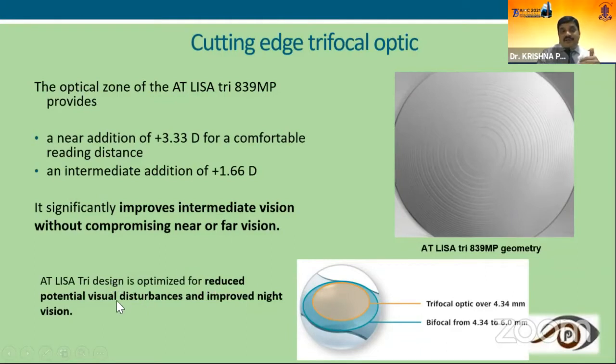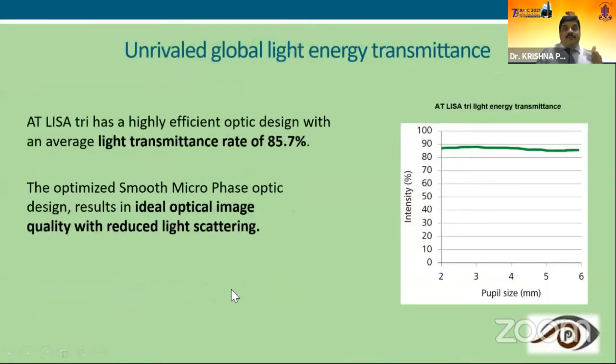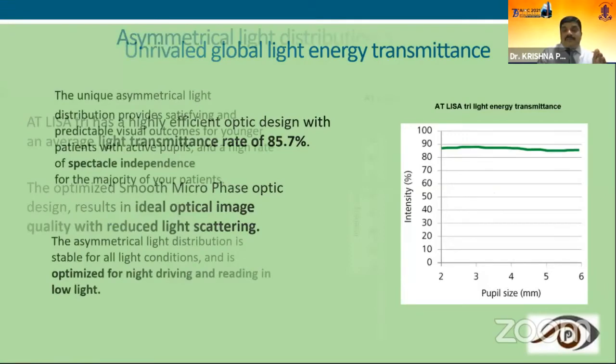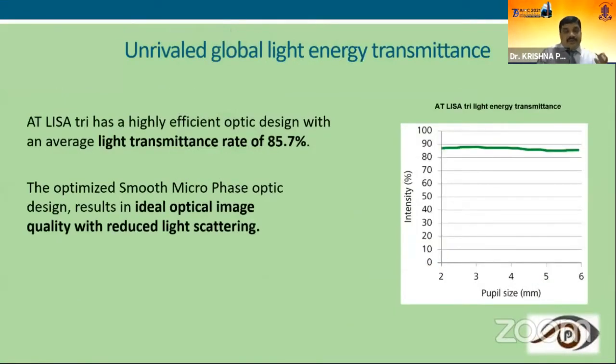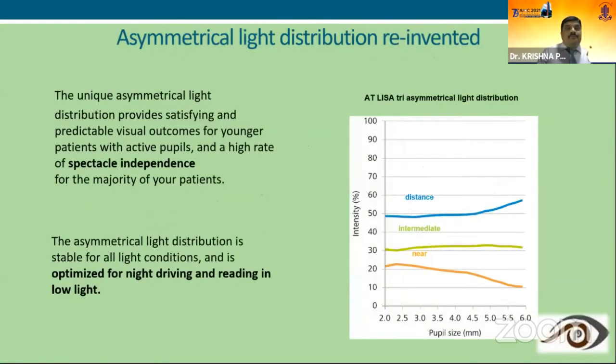This is designed for reduced potential visual disturbance and improved night vision. What is very important about this lens is that the light transmittance rate is almost 85.7%, which is the highest compared to any of the lenses. The technology is called SMP technology, that means smooth microphase optic design, which is ideal for the optic image and also for reduced light scattering. As I already said, there is equal light distribution for distance, intermediate and near.